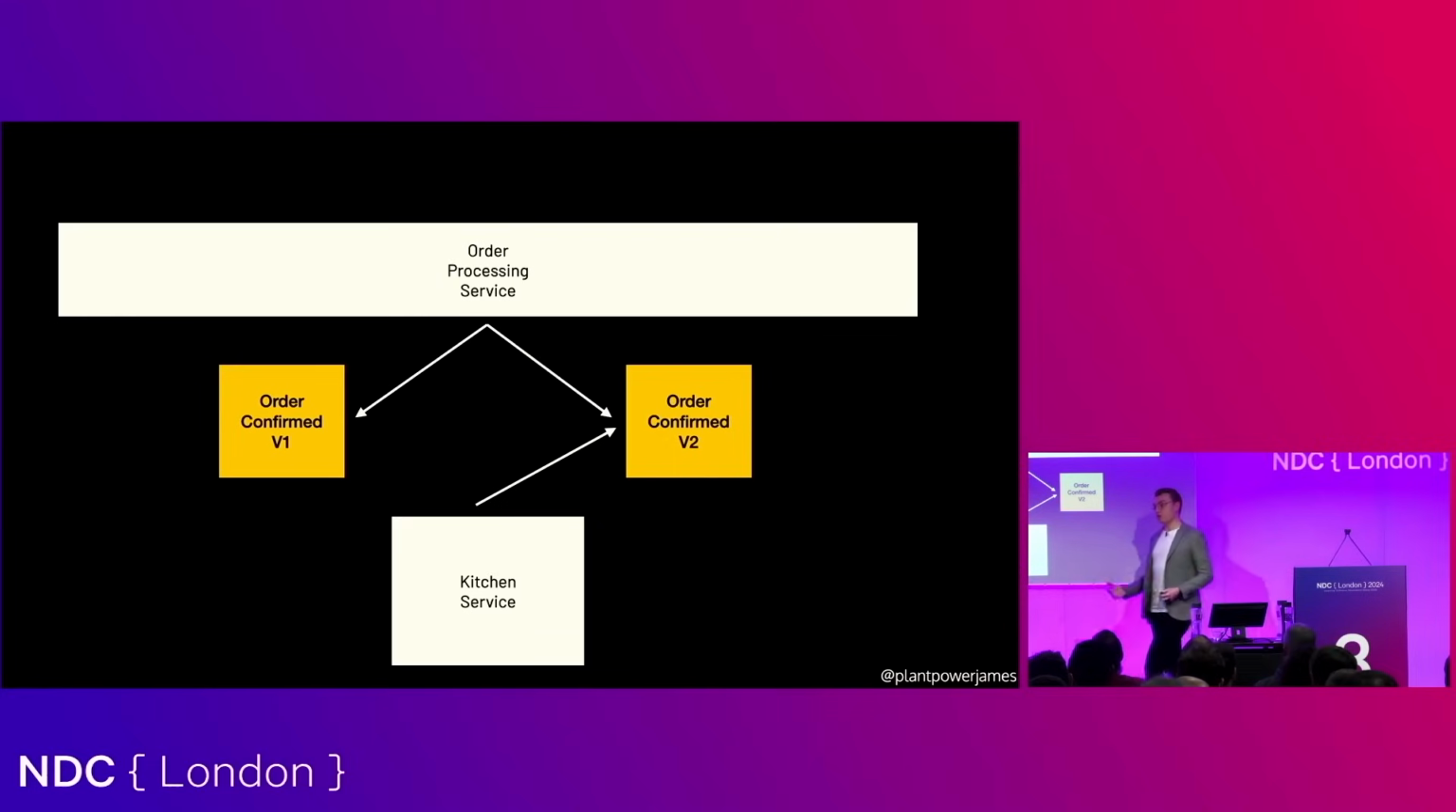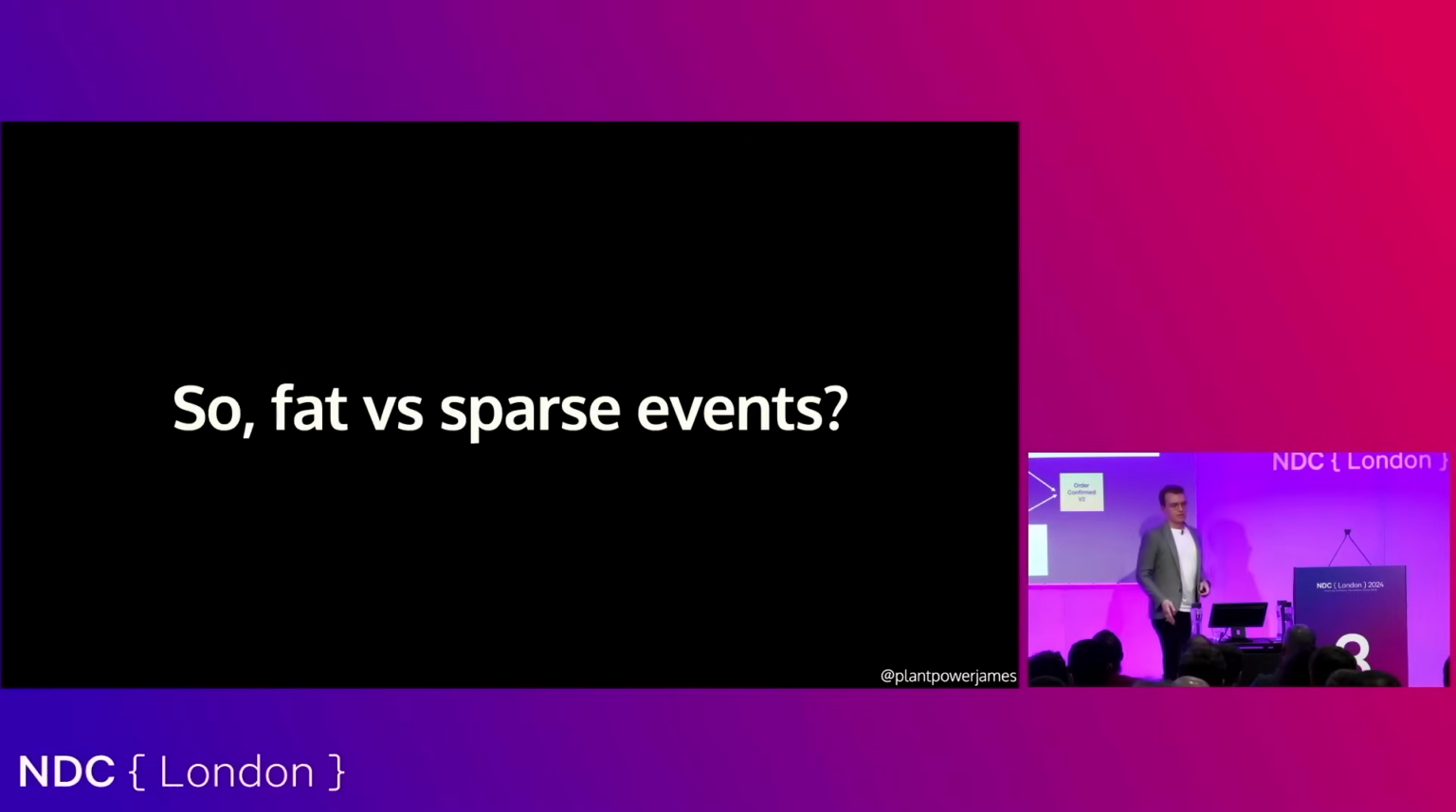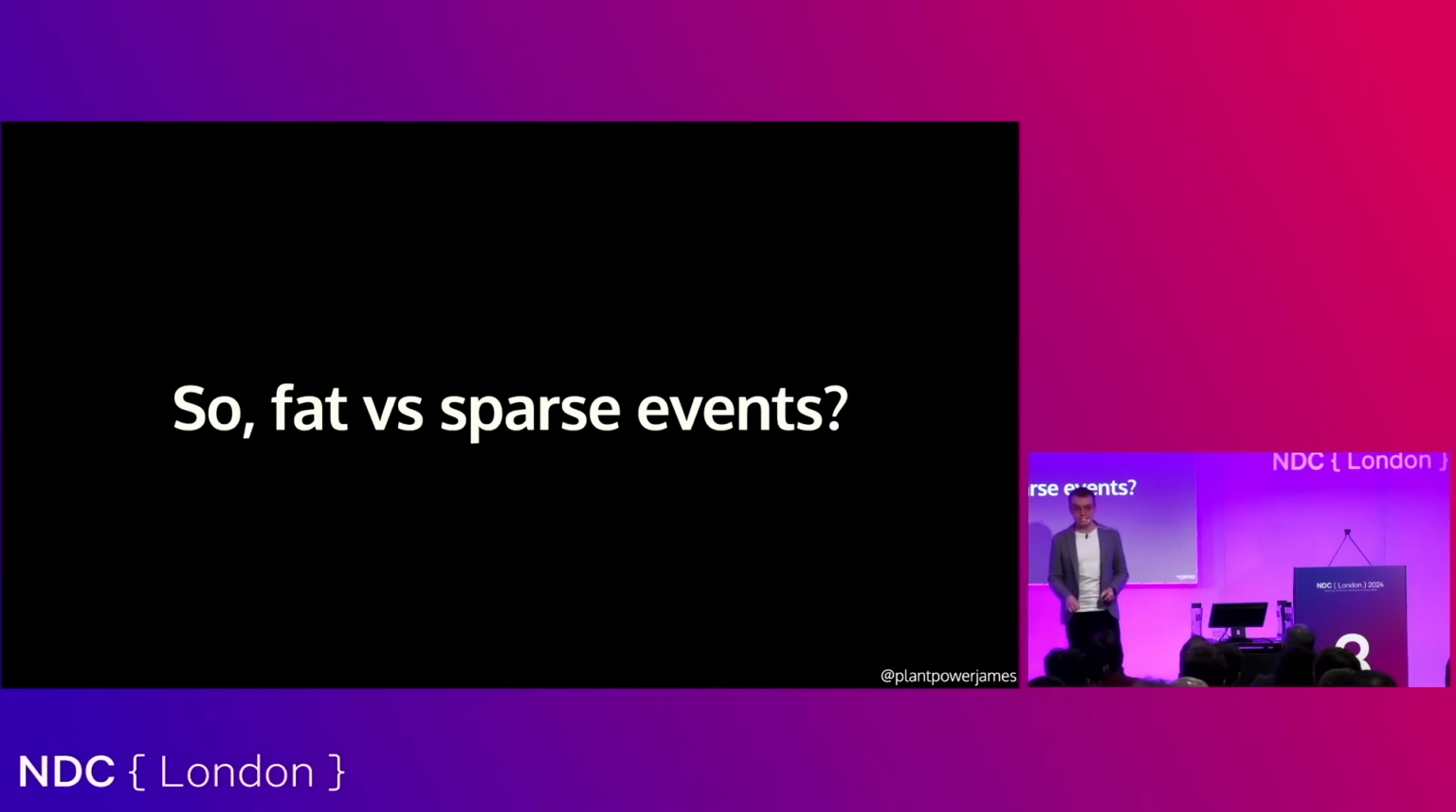So as much as possible, of course, try to avoid breaking changes. But if you think you're never going to make a breaking change, I can tell you now, you're going to be wrong. Eventually, over time, you will need to make a breaking change to an event. So that leads us back to this question: fat versus sparse events. What's the right one to choose? Unfortunately, I'm not going to give you a definite answer, because, as always, it depends. It feels like a cop-out, I know, but it genuinely does.